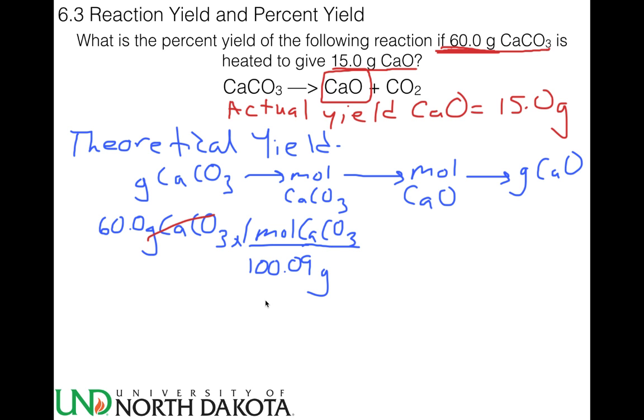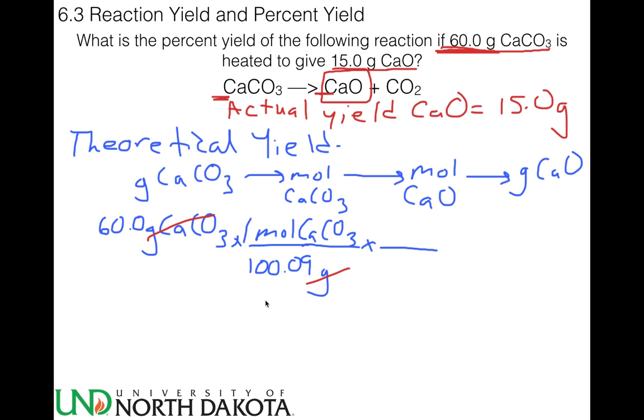So the grams cancel out. Now we're in terms of moles of calcium carbonate. To cancel those moles out, we need to use the balanced chemical equation to find the mole ratio. We have 1 mole of calcium carbonate for 1 mole of calcium oxide. So we have a 1-to-1 mole ratio.